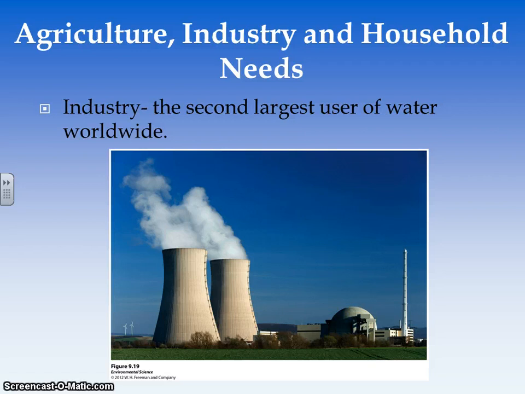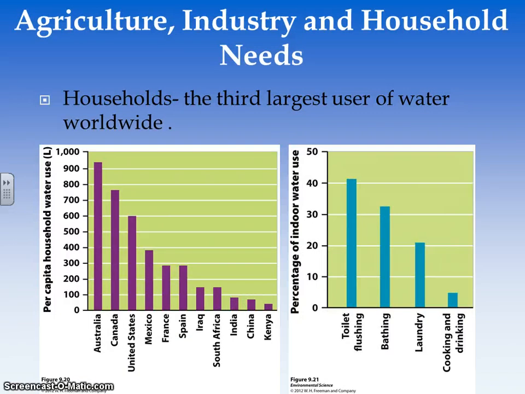We also use water for industry. This picture here is of a nuclear power plant, and we will talk about that more when we do energy, but lots of water is used in nuclear power and other industries to run different machinery. And our third biggest one is our houses. You can see here Australia, Canada, and then us, so we're not the worst with our water use. But we do use a lot of water in our houses, and it's easy for us because we just turn the tap on and it comes right out and we don't think anything of it. What's the number one thing in our house that we use water for? Flushing our toilets. And then bathing and laundry and cooking come behind that.